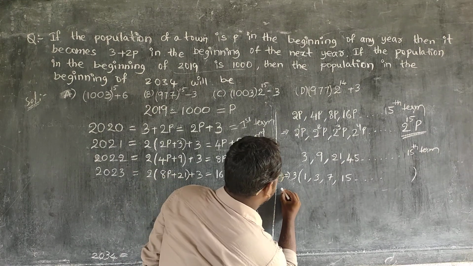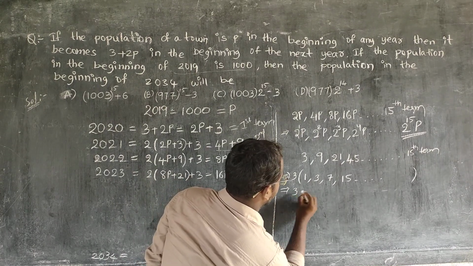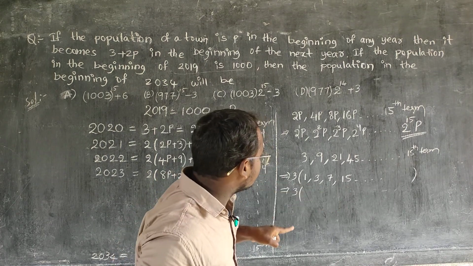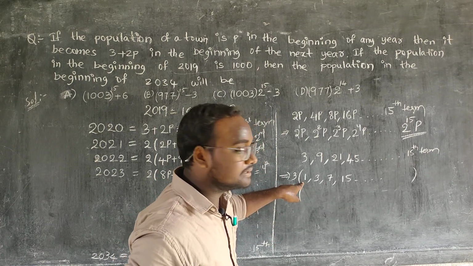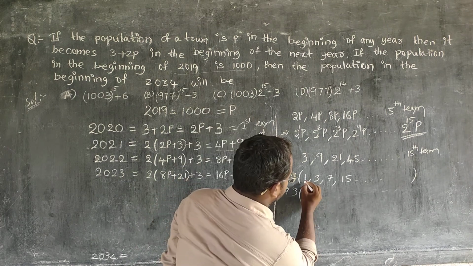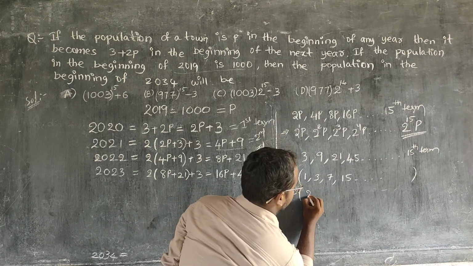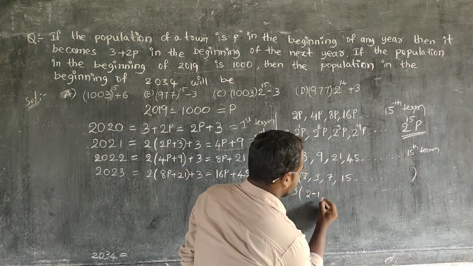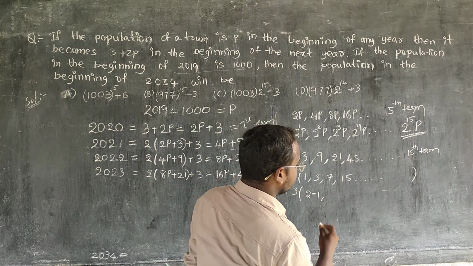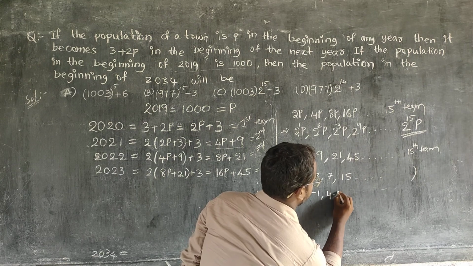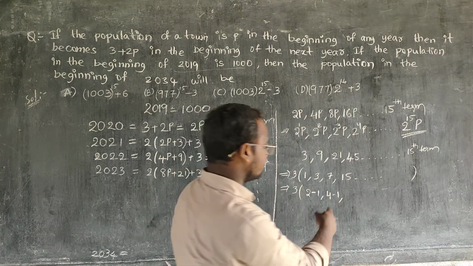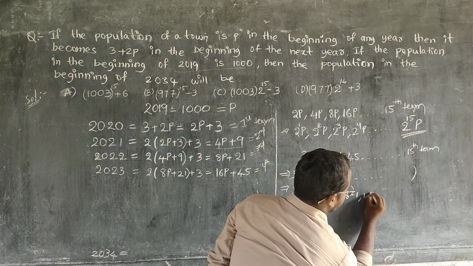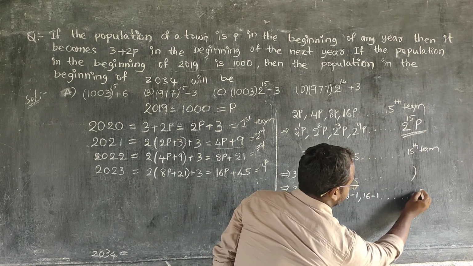Next, if you observe these terms, how can we write them? We can write 1 as 2 minus 1, right? 2 minus 1 is 1. 3, how can we write? 4 minus 1, right? 4 minus 1 is equal to 3. This is also the same, 8 minus 1, 16 minus 1, and so on. Okay.